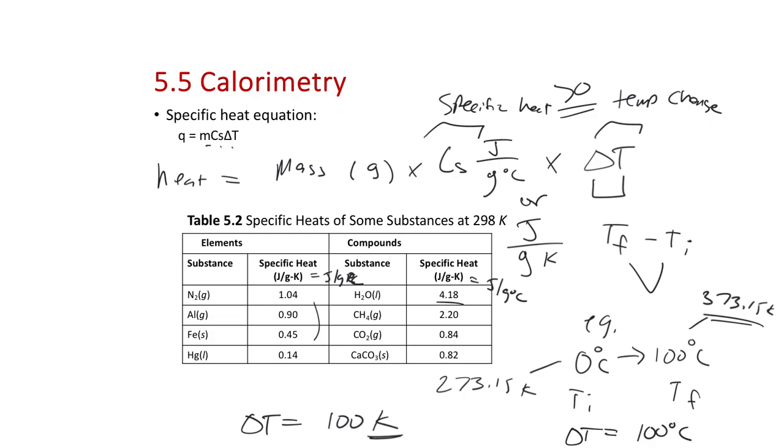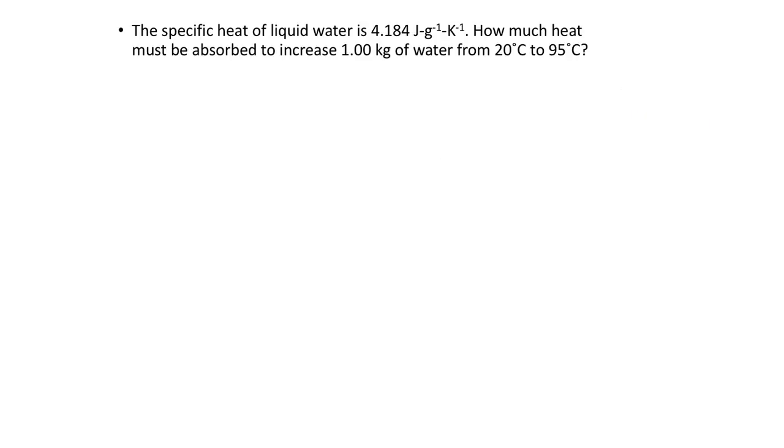Okay, let's look at a couple of problems that relate to specific heat. One of them is like this, where the specific heat of liquid water is 4.184 joules per gram Kelvin. Another way of writing that is joules gram to the -1, Kelvin to the -1. And if you know the calorie conversion, 1 calorie is equal to 4.184 joules.